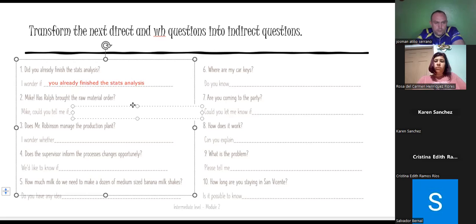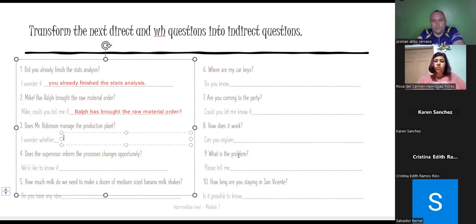Could you tell me if Ralph has brought the raw material order? I wonder whether Mr. Robinson manages the production plant. With S.